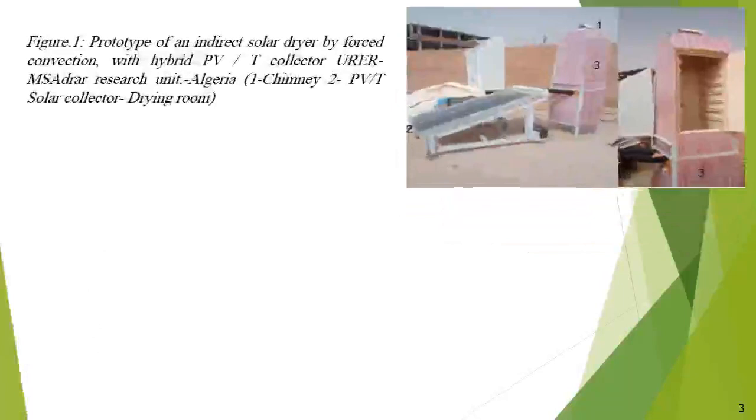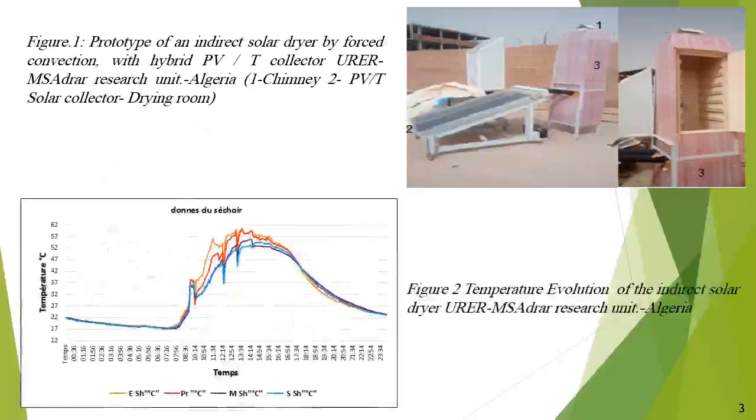Figure 1 is a photo representing a prototype of an indirect solar dryer by forced convection with a hybrid PV&T collector. This photo was taken in the MS Adrar Research Unit. Number 1 is the chimney, number 2 is the PV&T solar collector, and number 3 is the drying room. Figure 2 is the temperature evolution of the indirect solar dryer.